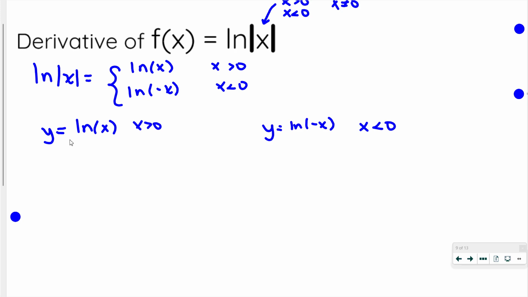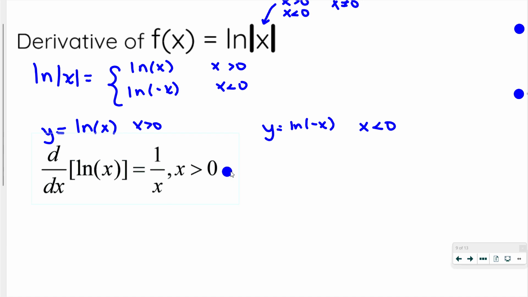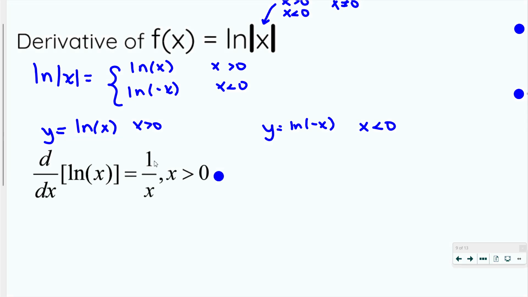In this first one here, I already proved this to you in our last video. So I already know what y prime is. In our last video, I proved to you that the derivative of natural log of x is 1 over x when x is greater than 0. So in this case here, I know y prime is equal to 1 over x, and that happens again when x is greater than 0. Let's look at our second case.